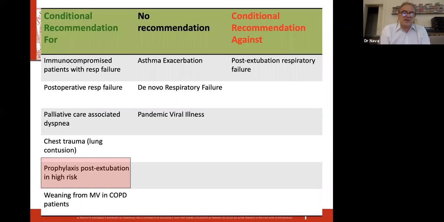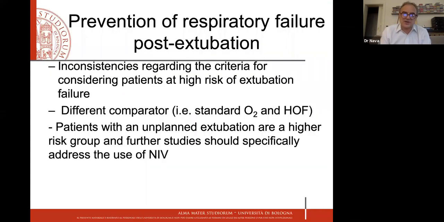Prophylaxis in post-extubation respiratory failure in high-risk patients. Well, once more, there are studies and we found inconsistencies regarding the criteria for considering a patient at high risk. Some papers consider all the patients being intubated, some only patients with hypercapnia, some patients with at least 2 comorbidities, some with old age. So at the end of the day, you may finish comparing apples and oranges. And once more, the comparator was different.